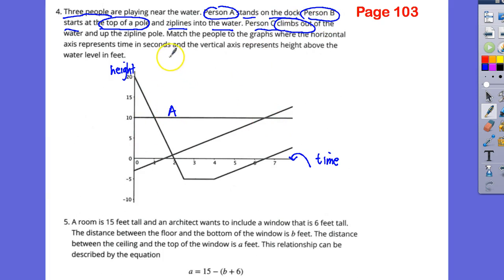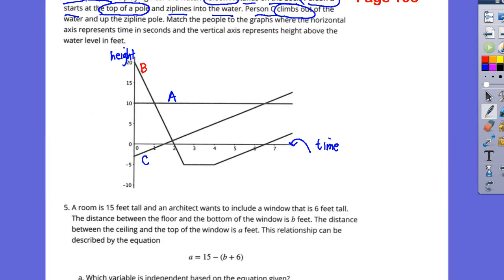Person B starts at the top of the pole and zip lines into the water. So this is person B right here. We only have one line. Then it says person C climbs out of the water, so this one is starting below the water level. It's right here, so this must be person C.